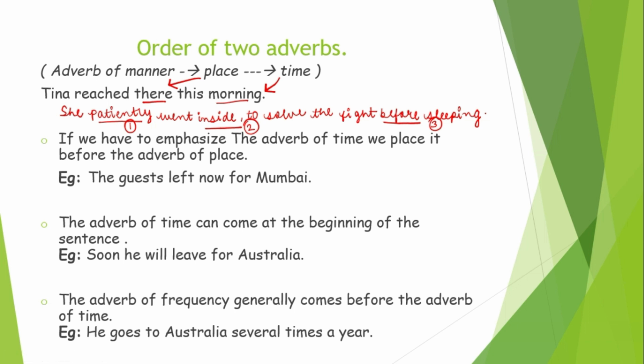So the next thing. Now if we have to emphasize the adverb of time, then in certain conditions we place it before the adverb of place. See, I told you first the adverb of manner, then the place, then the time, but there are some exceptions if we want to emphasize the time. Let's look at an example. The guests left now for Mumbai. So they left. When did they leave? Now. Which is the place? Mumbai. So here, if you see, time came first and then the place came, because you want to emphasize the time. Okay, these are exceptions.